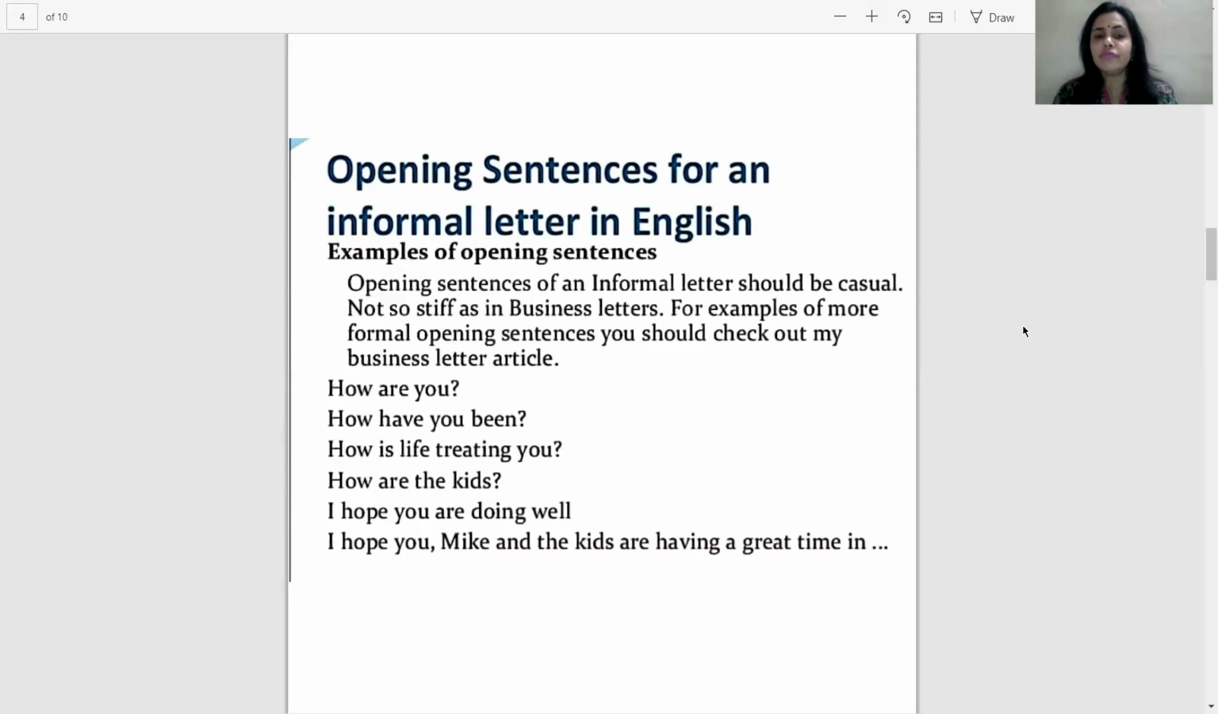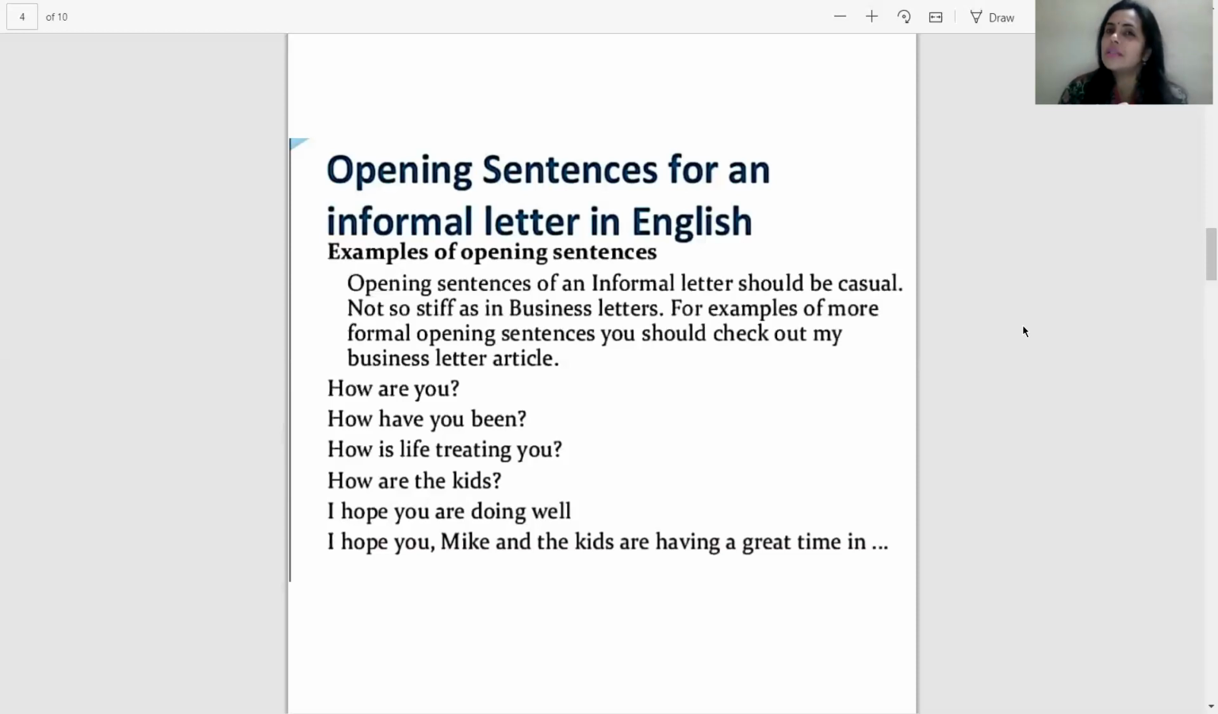For examples of more formal opening sentences, you should check out business letter writing. But right now we are talking about informal letters, so let's begin with informal. How to begin an informal letter. So the first sentence you can use is: how are you? The first thing.